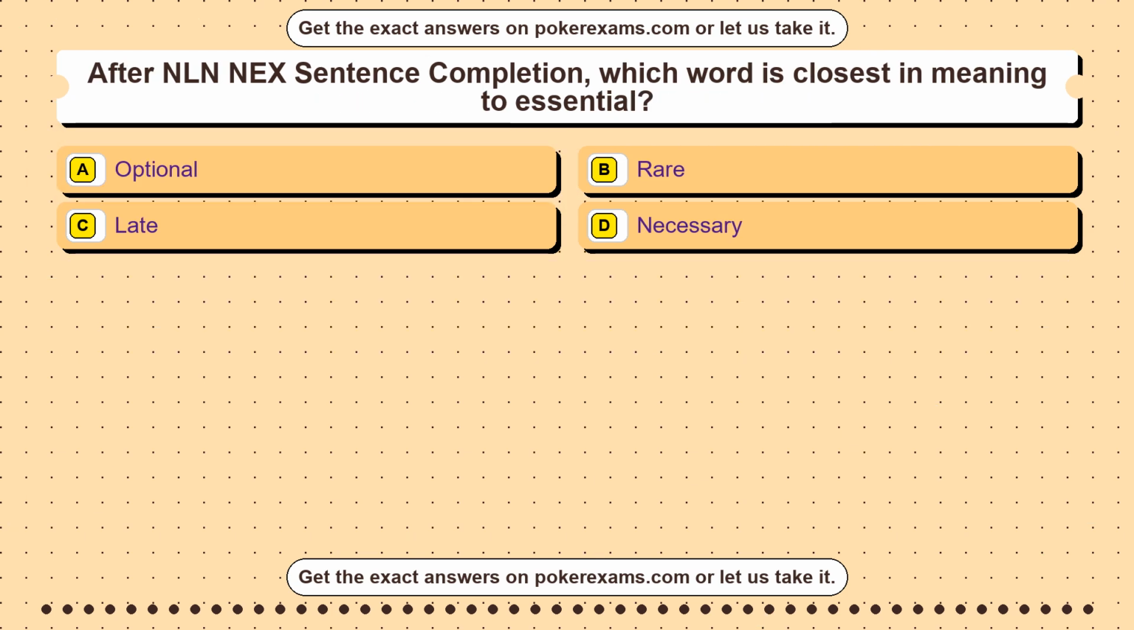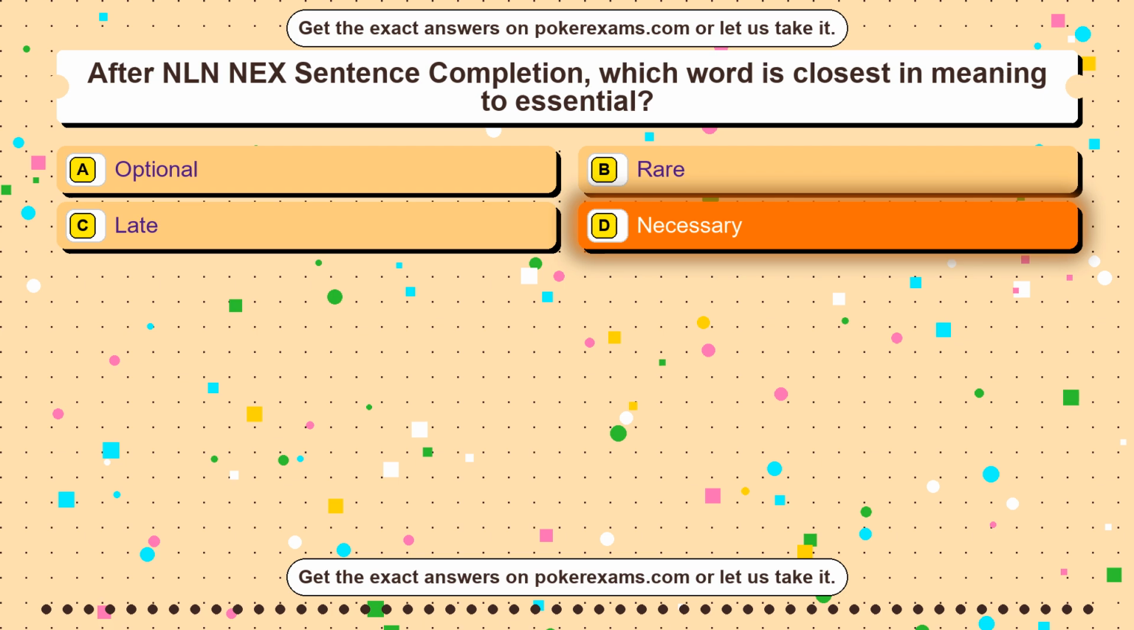Question 46. After GED Science Review, which punctuation mark separates items in a simple list? Option A, apostrophe. Option B, hyphen. Option C, colon only. Option D, comma. The correct answer is option D.